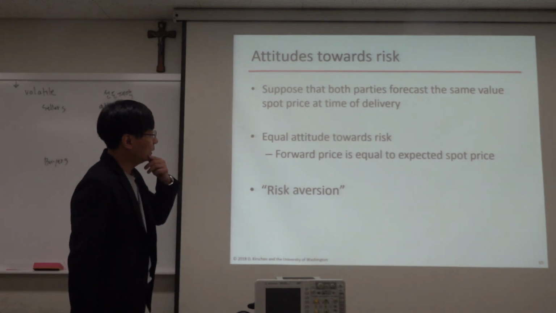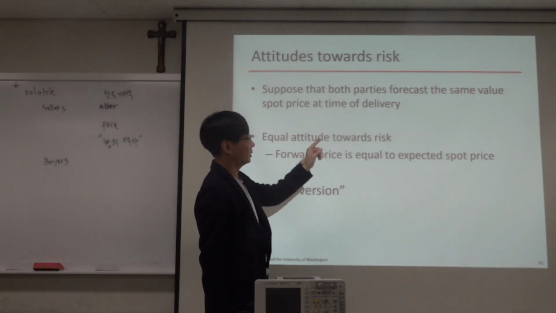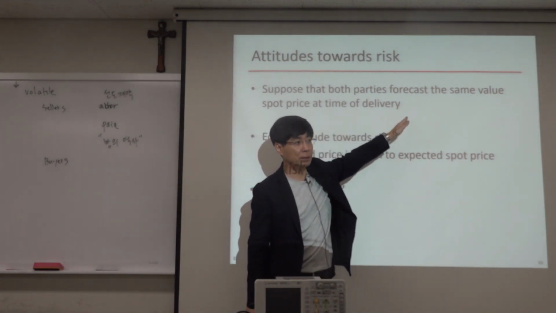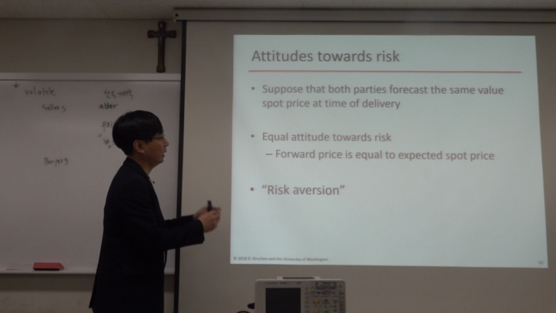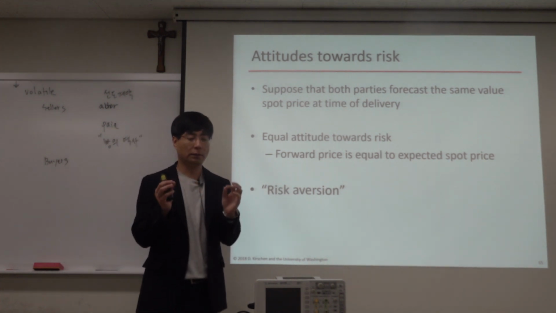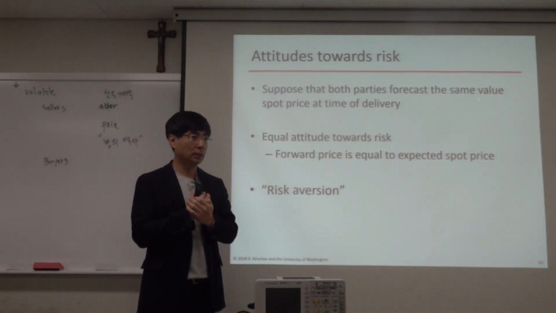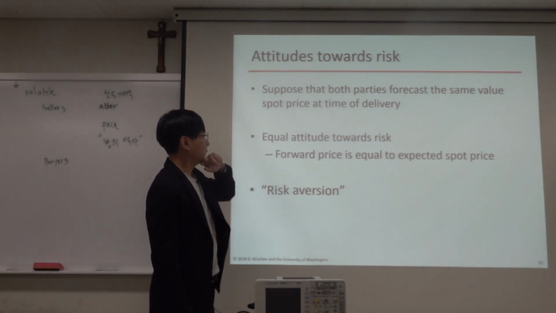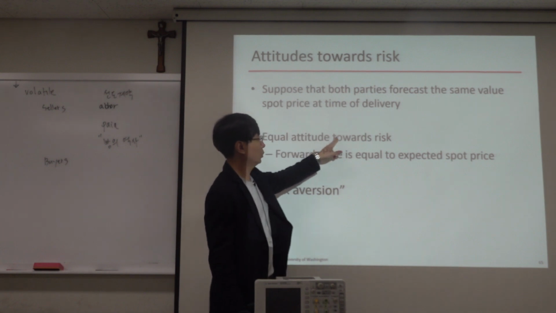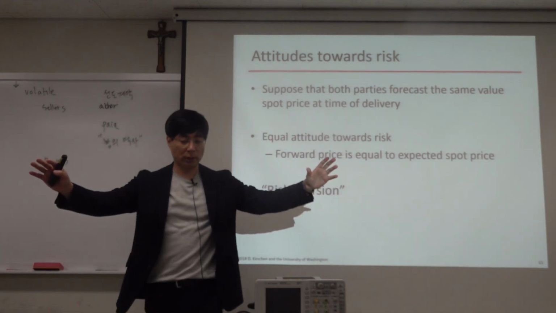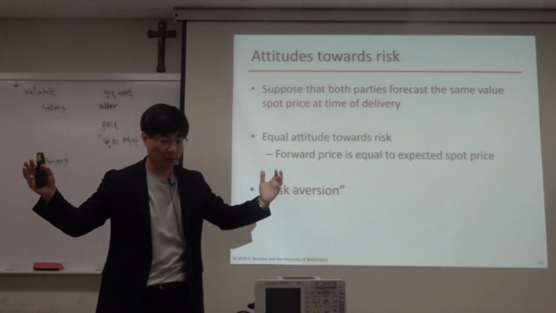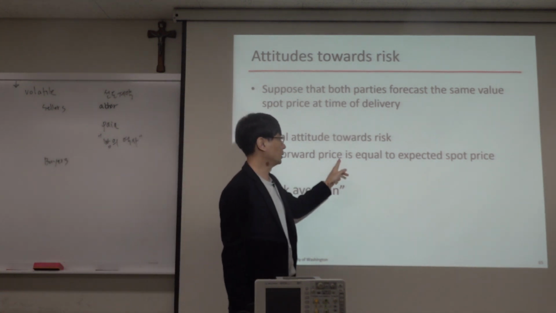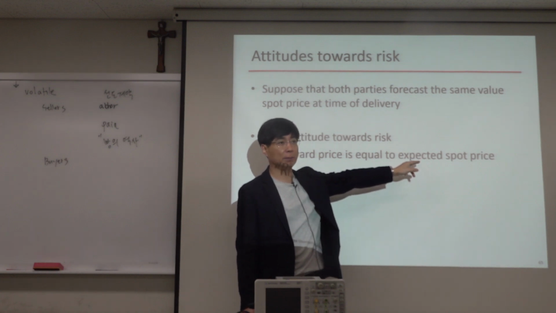So suppose that both parties forecast the same spot price at the time of delivery, just for simplicity. But they have different risk aversion characteristics. And let's see what happens. Okay, the simpler case is equal attitude towards risk. They are both risk averse or risk taking. In that case, the forward price is equal to the expected spot price.